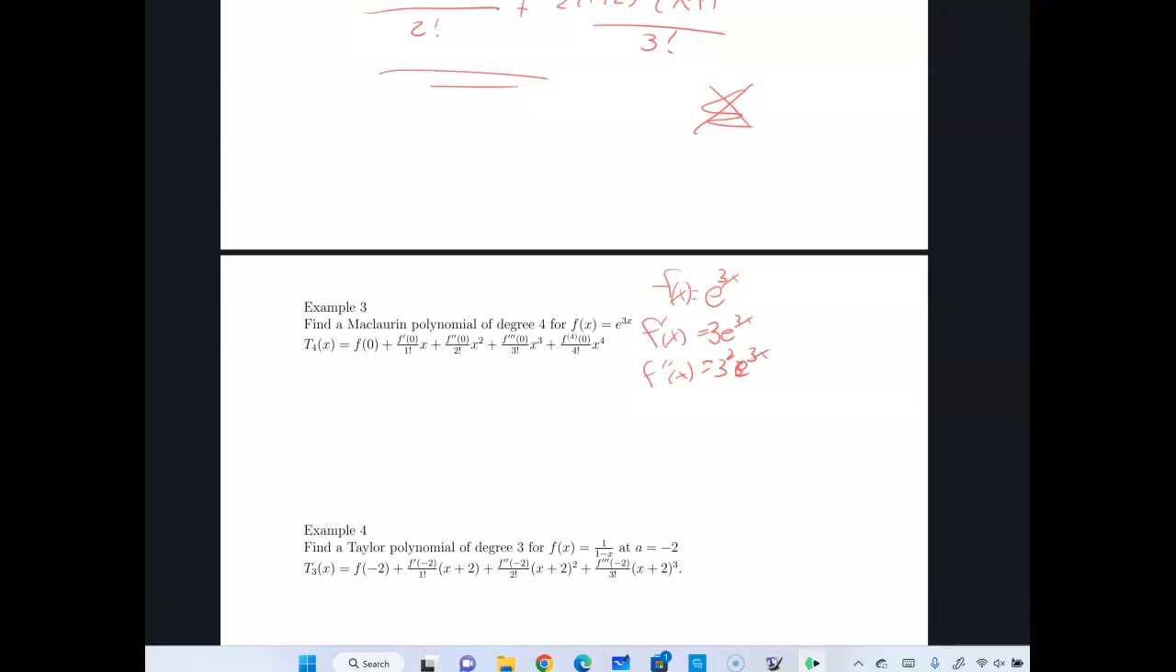So this is the Maclaurin polynomial, so I'm plugging in 0. So e to the 0 is 1. F prime of 0 gives me 3. F double prime of 0 gives me 3 squared. So I get the pattern.